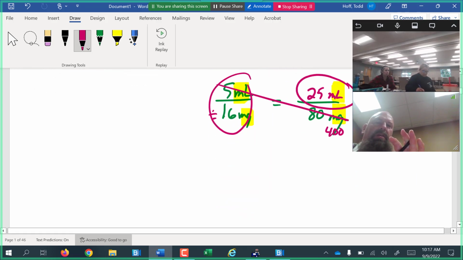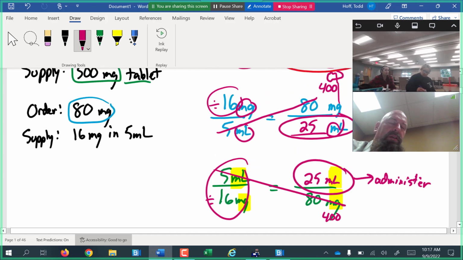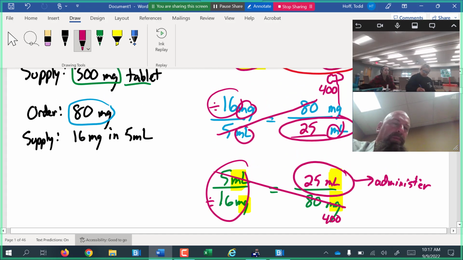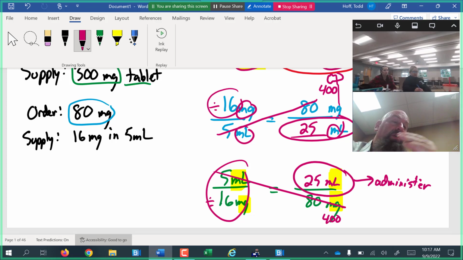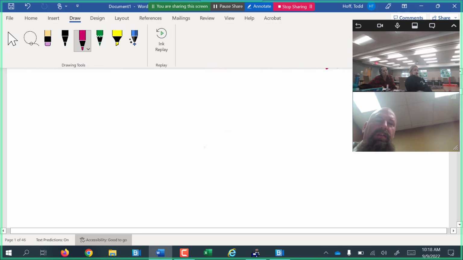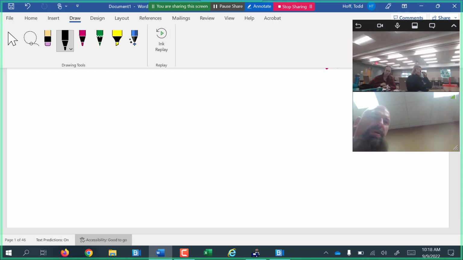The weakness of both the dosage formula and the proportion is it only allows us to do one step of the calculation at once. If there are multiple steps in that calculation, we would have to apply the proportion or the formula multiple times. The third method is my favorite method. It's what we just saw in that first half hour, converting our measurements. That's dimensional analysis.